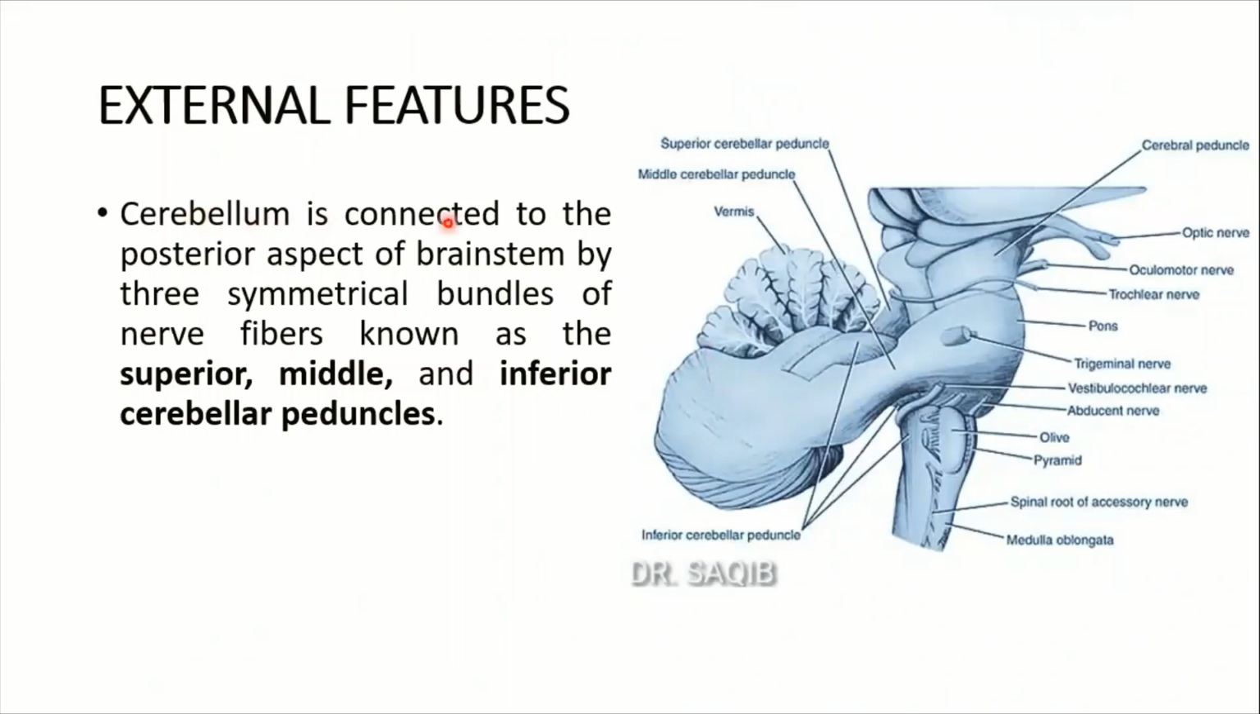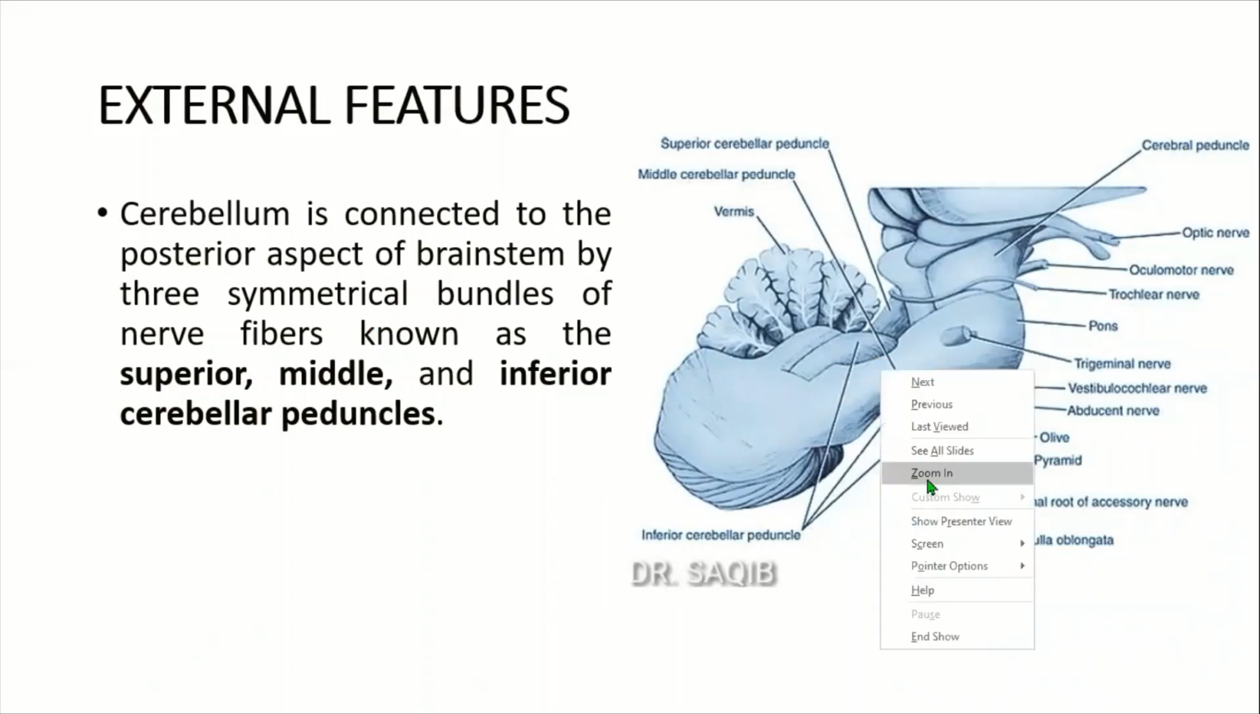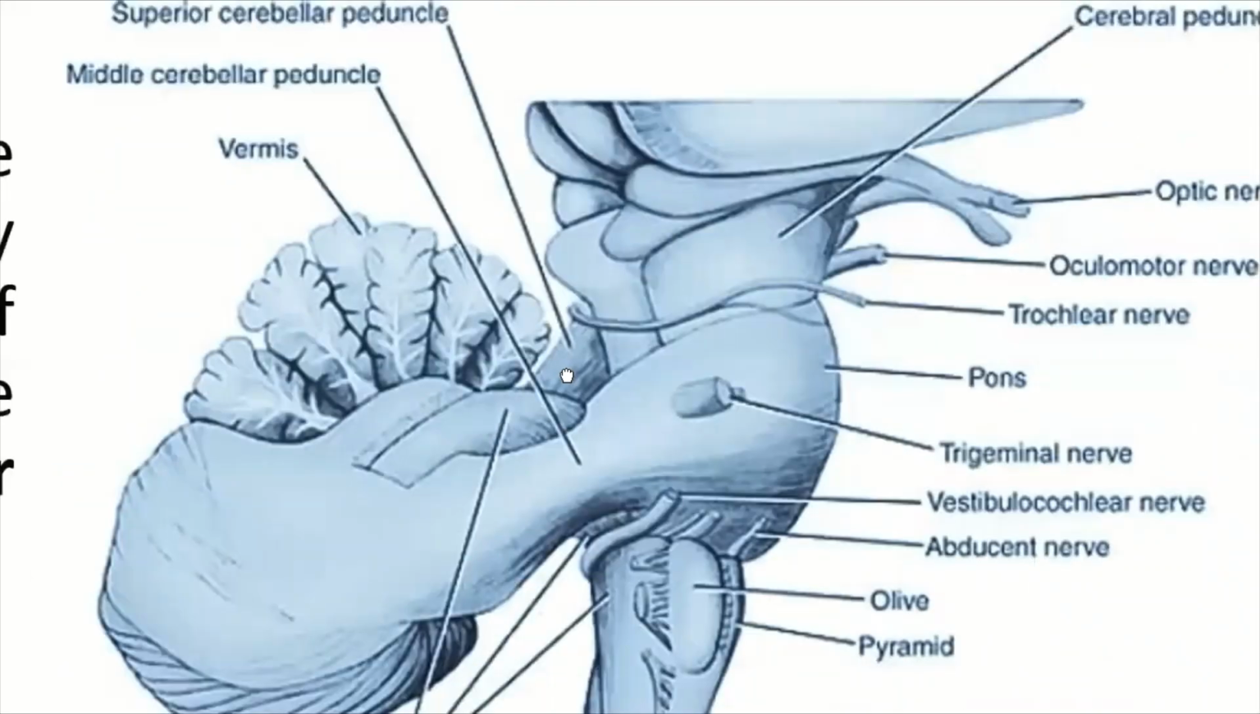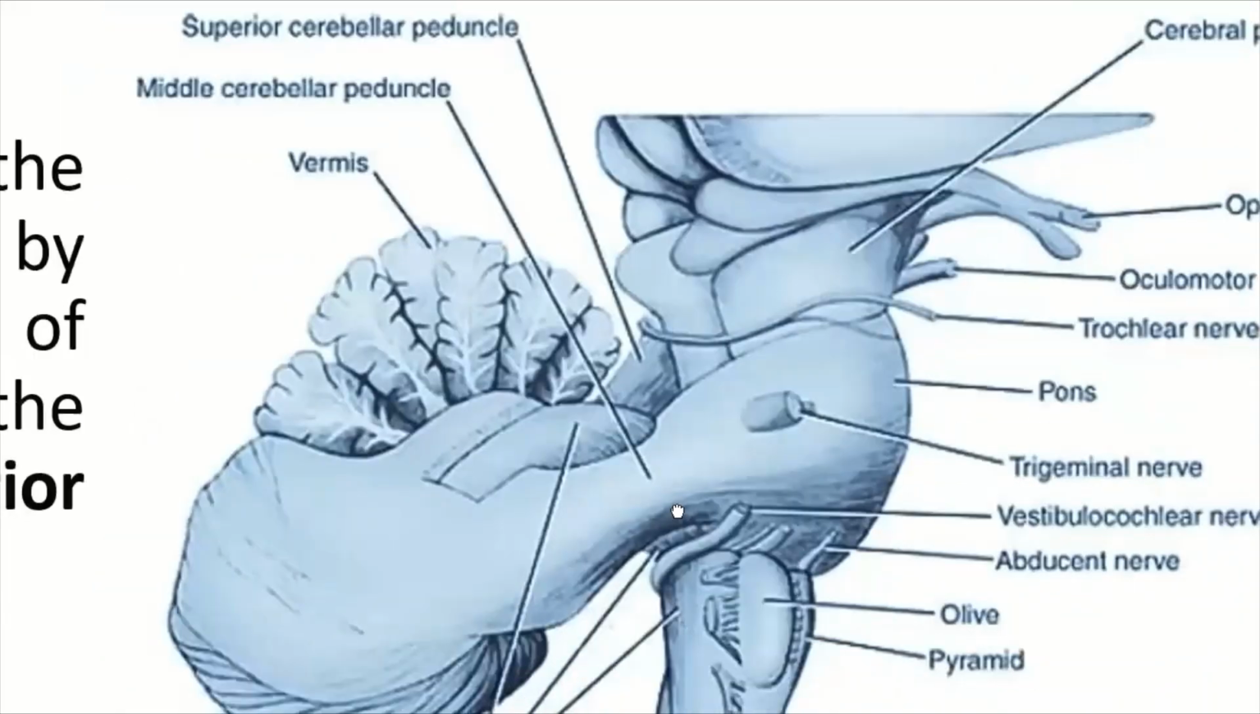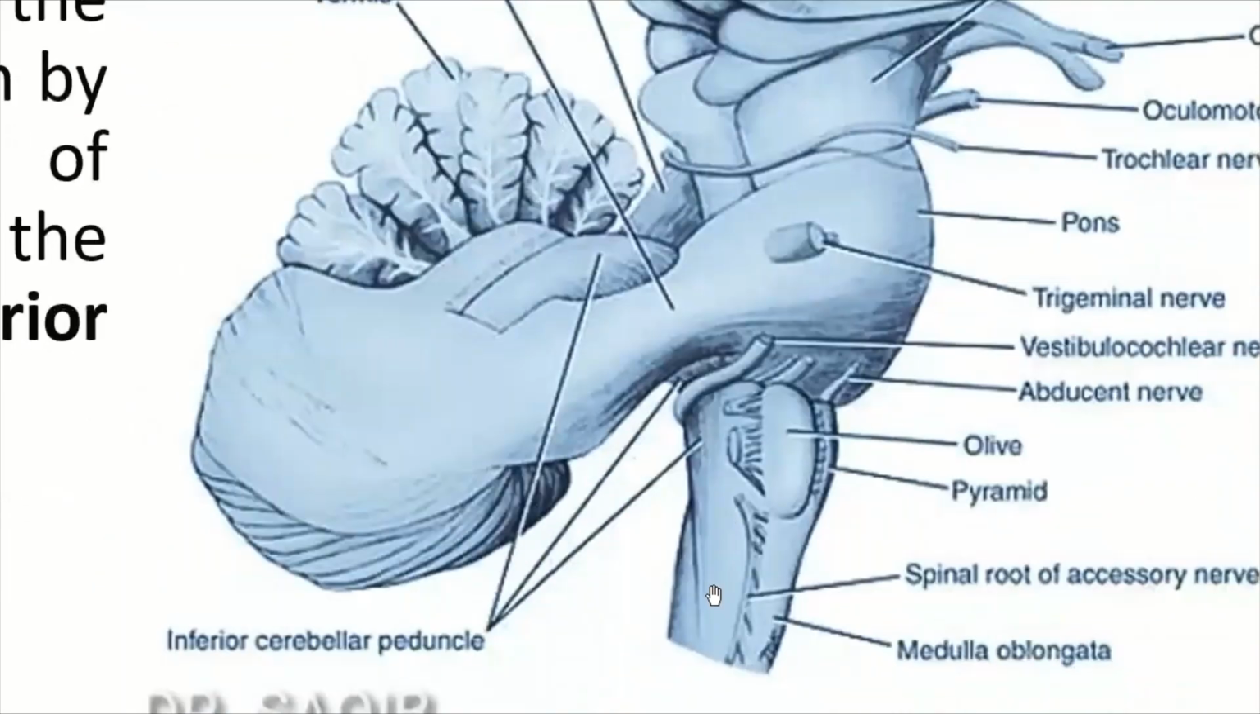So the cerebellum is connected to the posterior aspect of the brainstem by three symmetrical bundles of nerve fibers known as the superior, middle, and inferior cerebellar peduncles. So there are three peduncles. They connect the various parts of the brainstem, which has three parts.